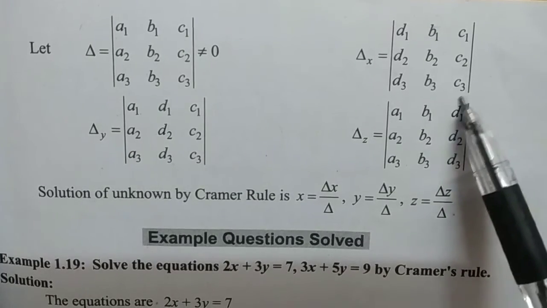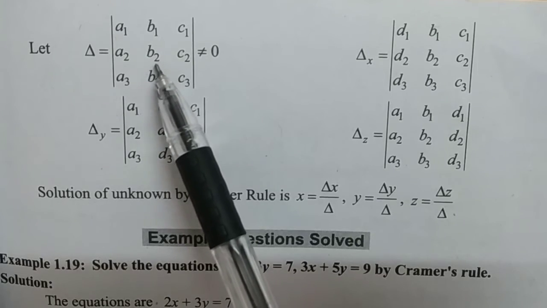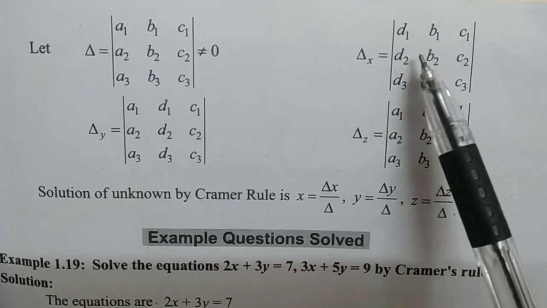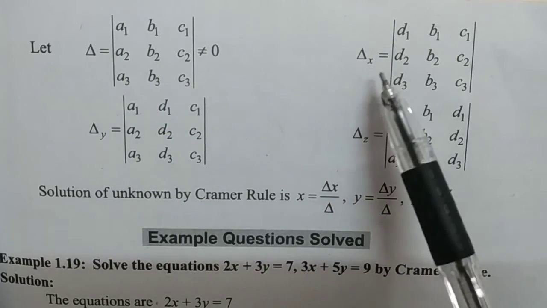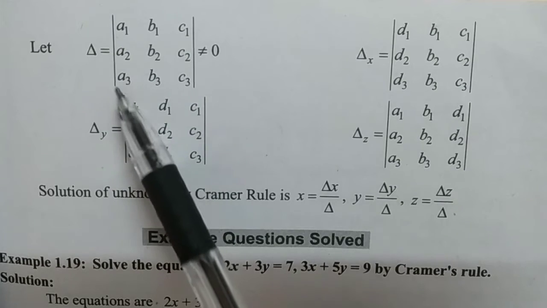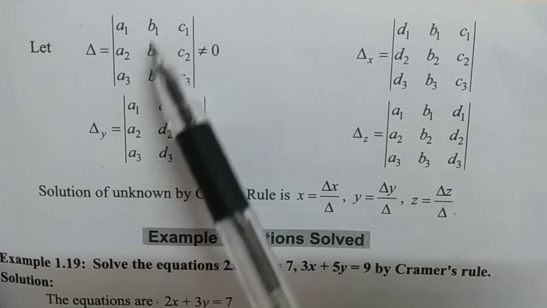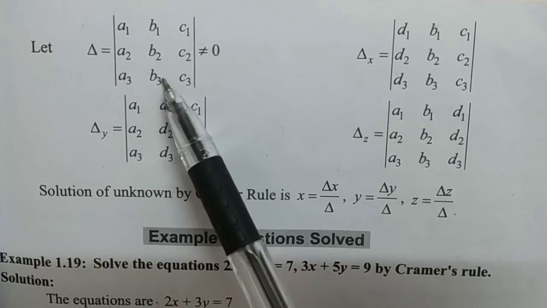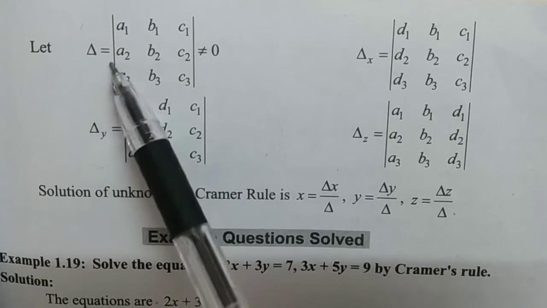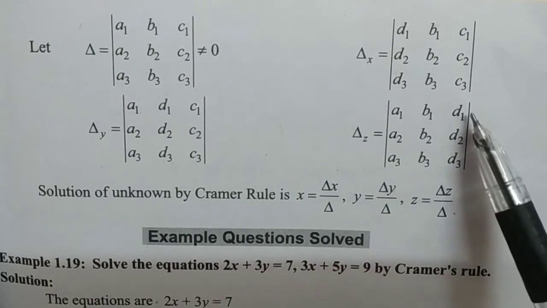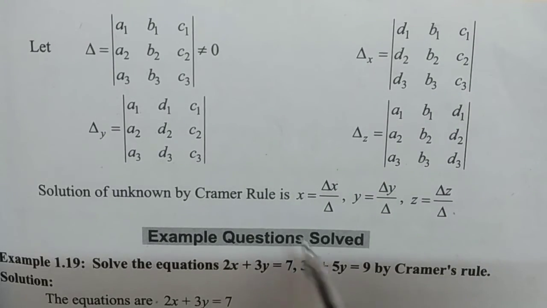So replace the last column. Replace the last column from the given determinant delta only. Don't replace the values in delta x and delta y. From the delta value only, you replace the first column to find delta x. Similarly, for delta y, the second column is replaced, and for delta z, the last column is replaced in delta. Delta z has d1, d2, d3. So find all the values.